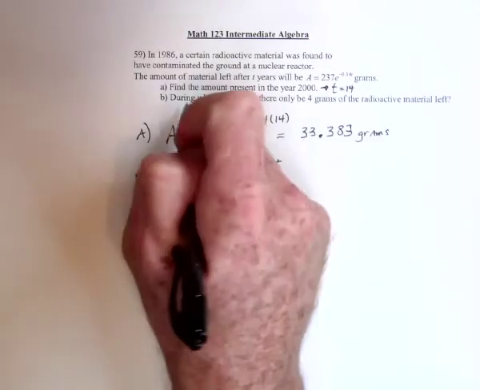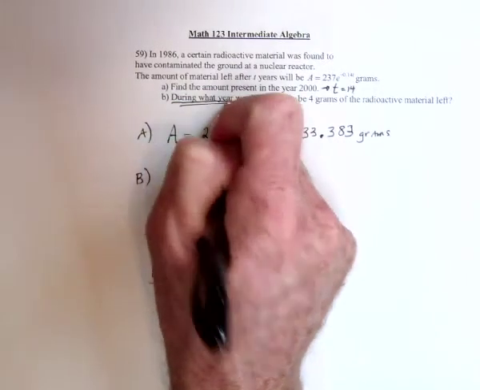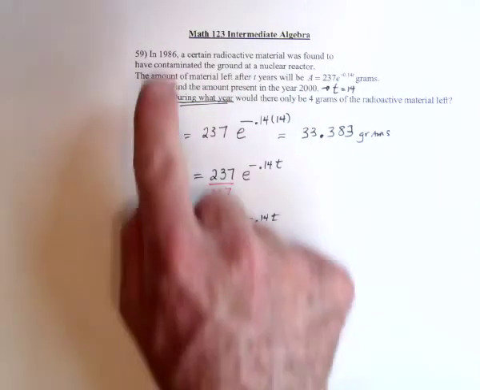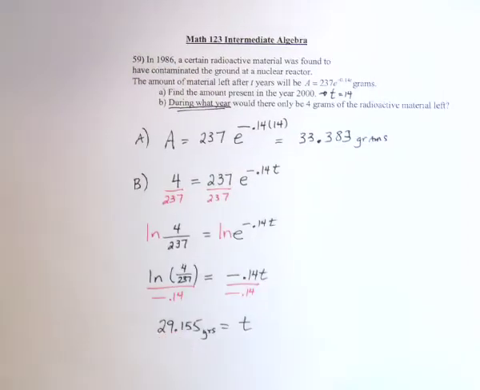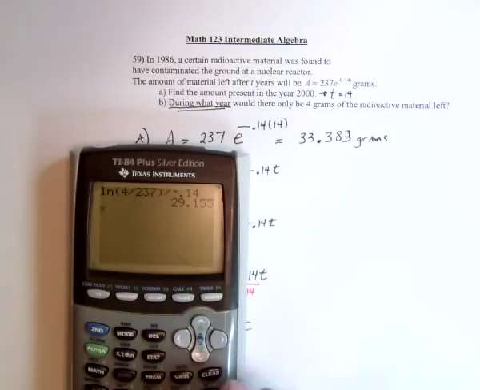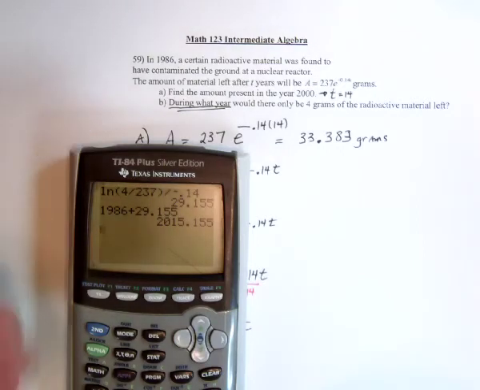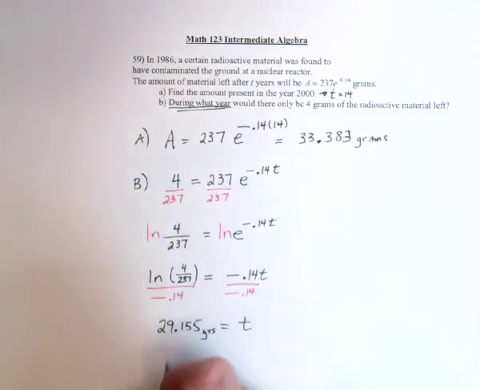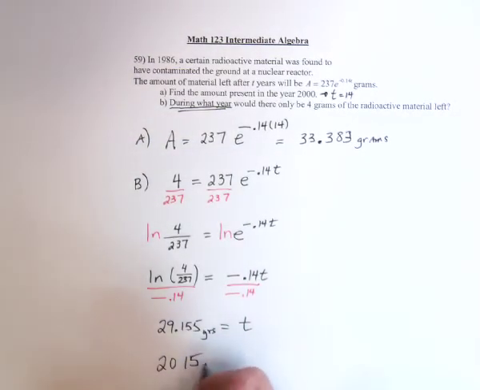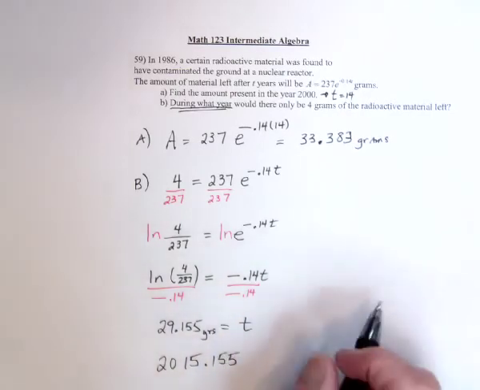But it didn't say find out how many years, it says during what year. So now you have to go back to the beginning of the story, 1986, and add on 29.155 years. So if you take 1986, add on the 29.155 years, that's the year 2015. So people cannot go back to that place, wherever it is, until 2015. So 2015.155 would be the year.